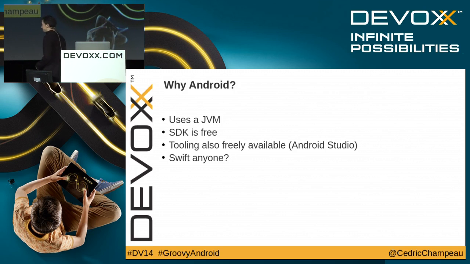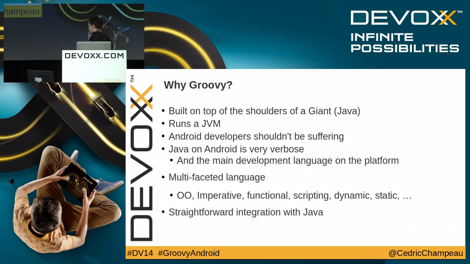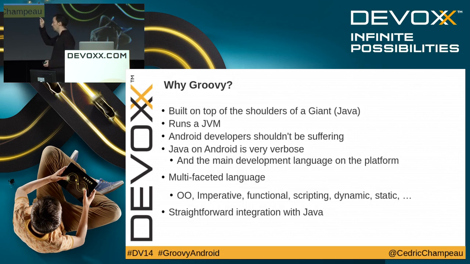Now, why Groovy? Okay, it works. So why Groovy? As I said, it's a JVM language. Android also runs on the JVM, but the main reason for me to start this development is actually the third bullet point. Java developers should not suffer, you know. If you use Java on Android, you are suffering. And I will show some examples of code that makes you suffer.